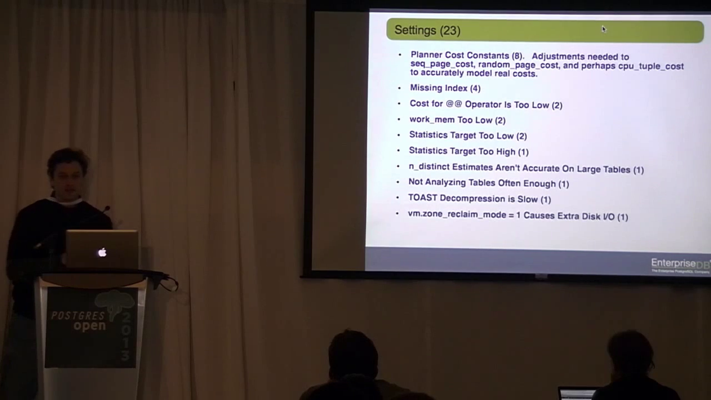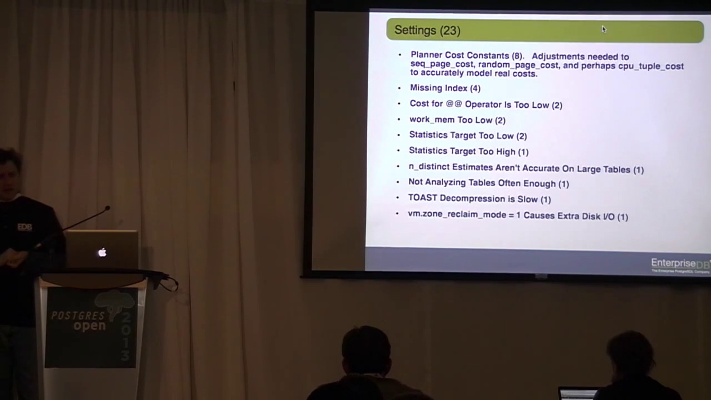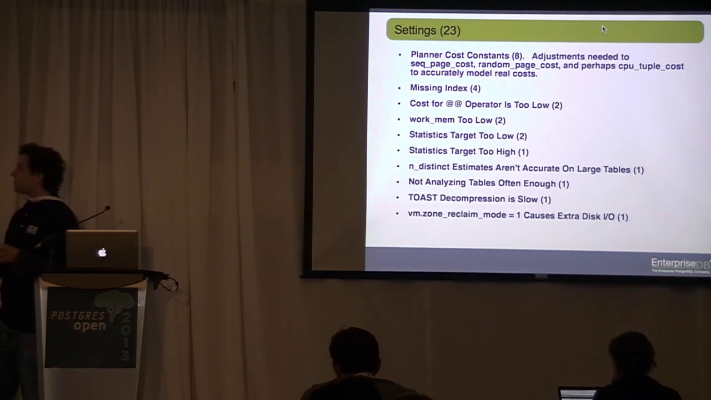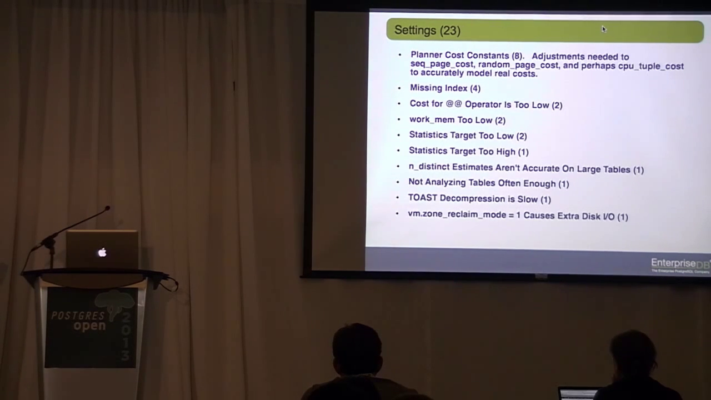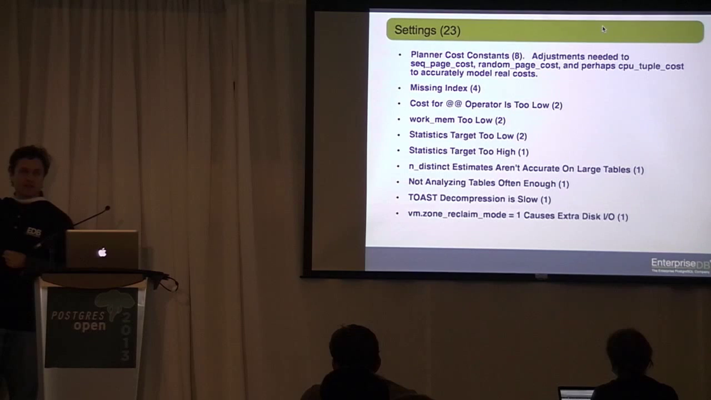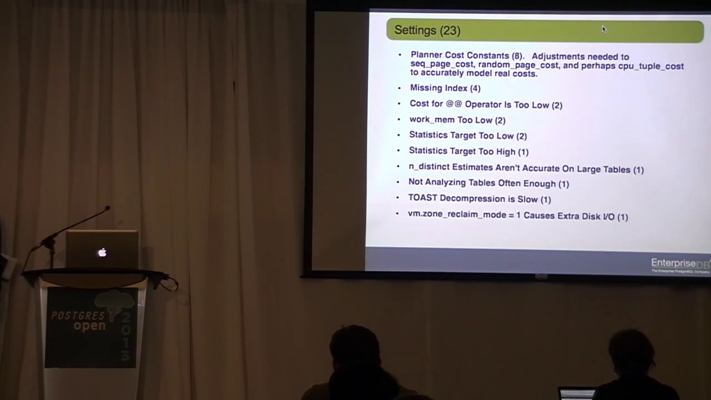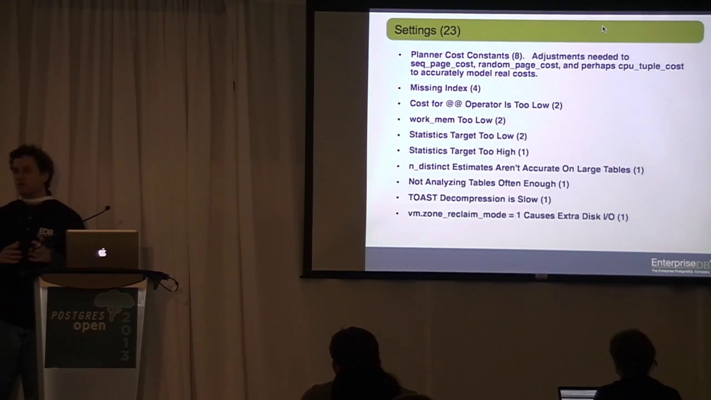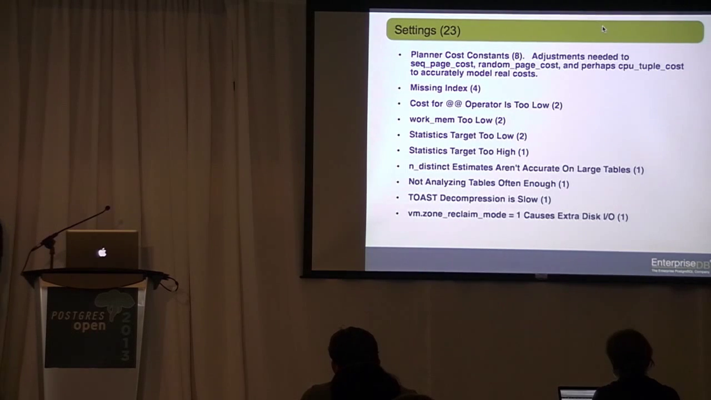So settings. People who have done a reasonable amount of query tuning on Postgres probably won't be terribly surprised to see that adjusting the planner cost constants was the single most popular problem in this area. If you don't get sequential page cost and random page cost right, correctly modeling the costs of sequential and random I/O on your system, it's likely that you're going to have some problems.